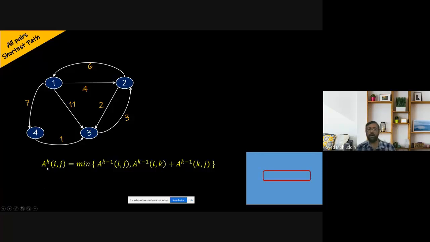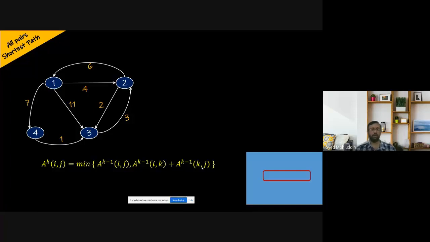So remember that A^k is a round where we will find, from each vertex i to each vertex j, what is the minimum cost. The minimum cost will be the cost of i comma j from the previous round, which is the direct path, and the minimum of A^(k-1)(i,k) plus A^(k-1)(k,j), which is, from the previous round, the cost from i to k plus the cost from k to j.